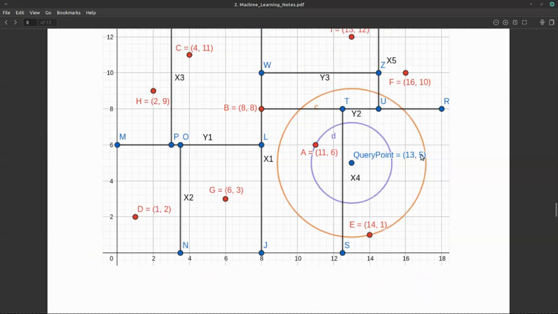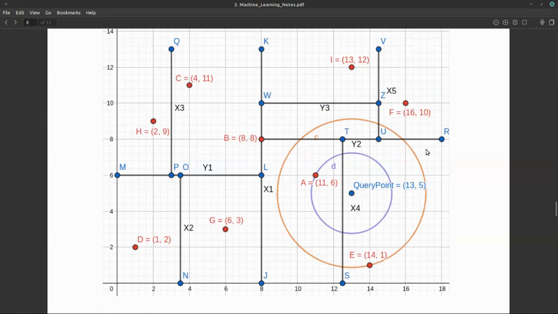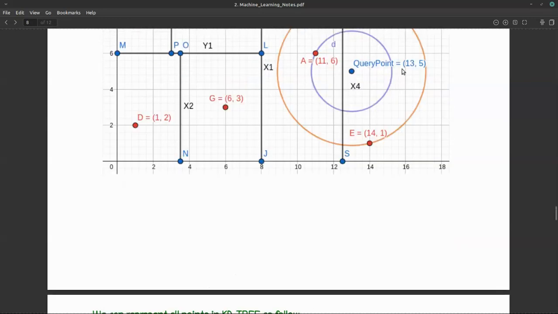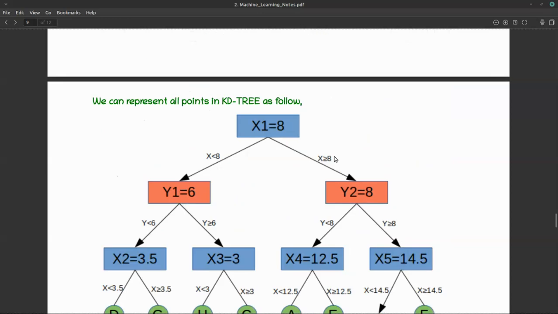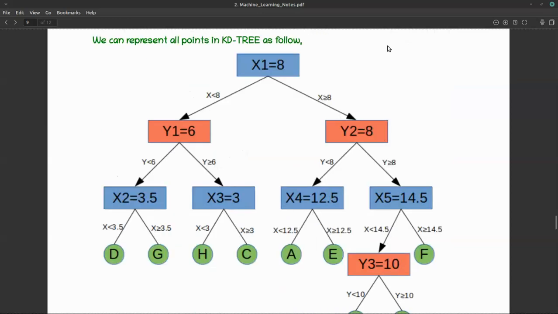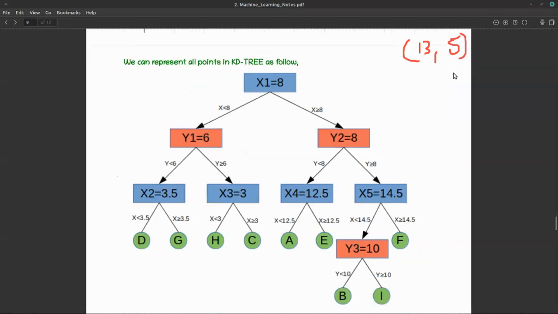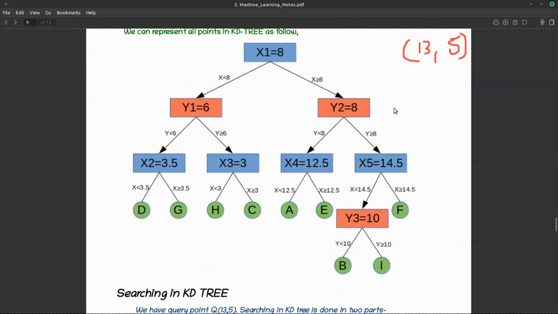What would be the category? So first I will find out in which section the query point is. So 13 and 5. Let me write it here. So x is nothing but 13 and y is nothing but 5. Right, so is x greater than 8? Yes, so I will come here. Now I need to compare y. So y is 5, here it is 8, so 5 is less than 8, so come here.